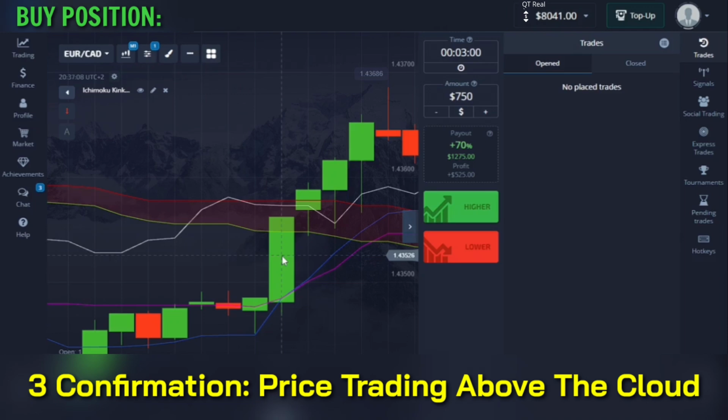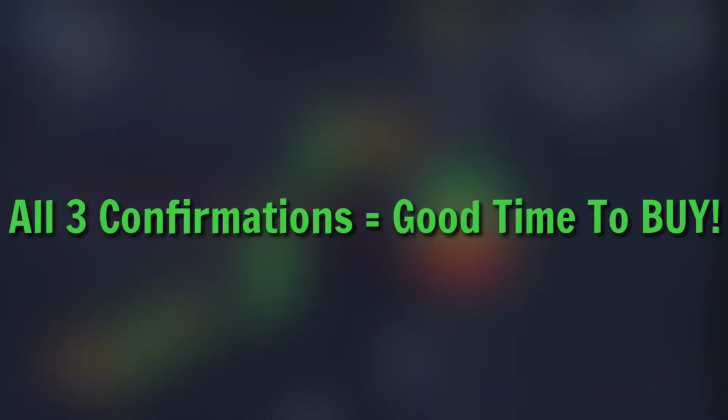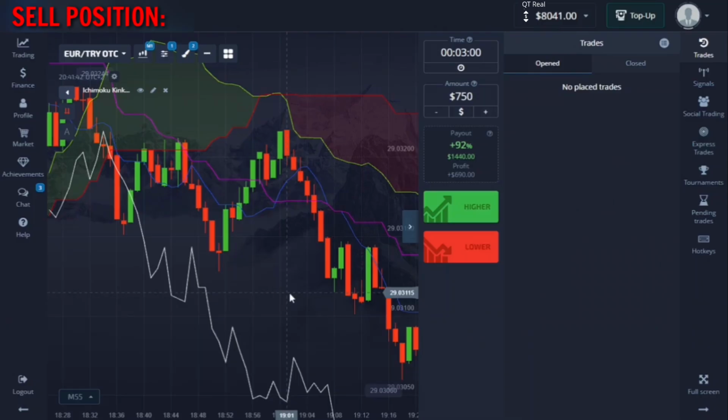The third and final confirmation we need before opening a buy position is we need to see the price above the cloud. So we need all 3 confirmations to correlate before entering a buy position. The same applies for sell entries, just the opposite.